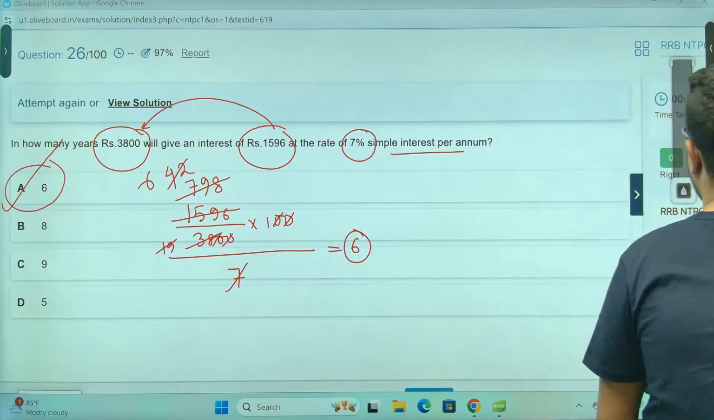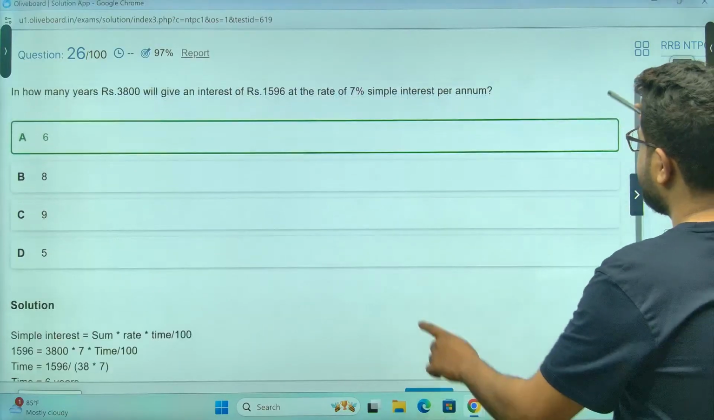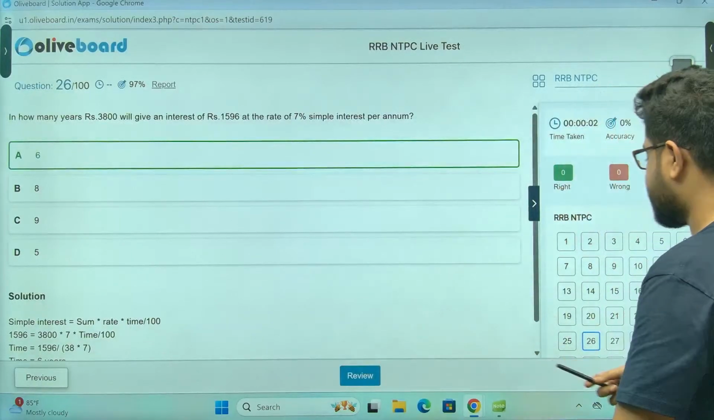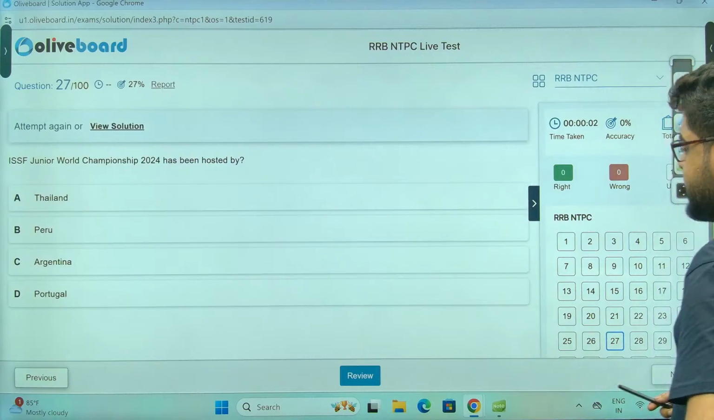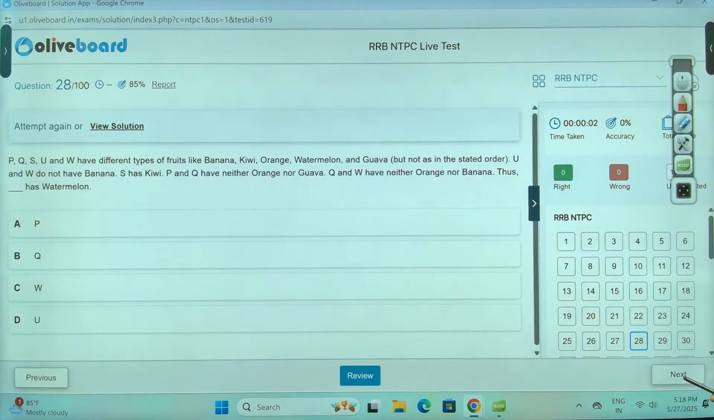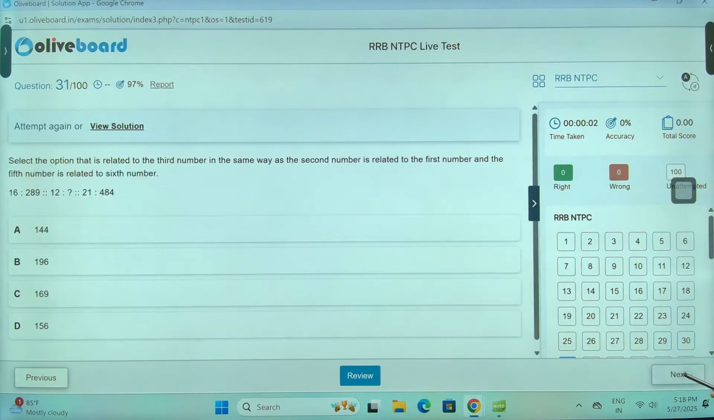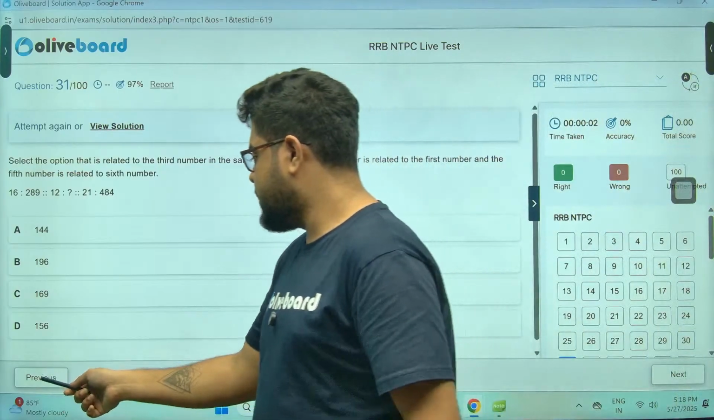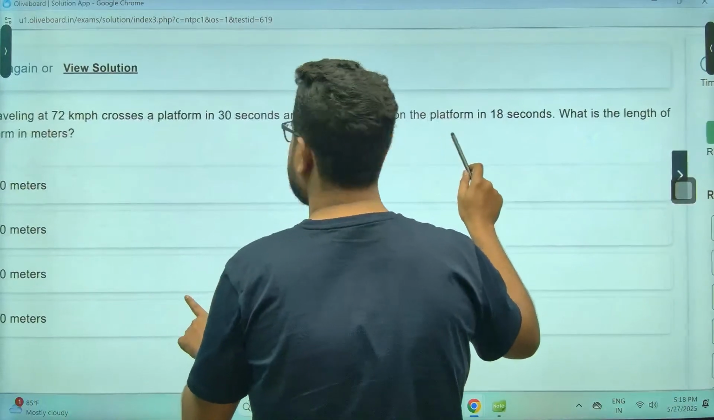Yes, very, very simple. I told you in my classes, the whole simple interest, compound interest we have done using percentage only, sir. That was our question.